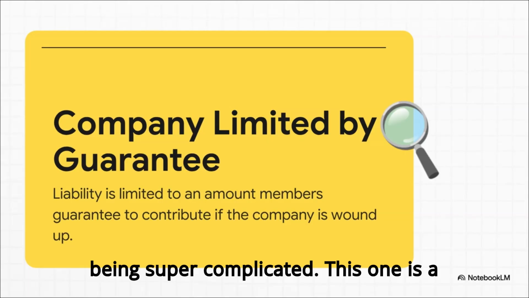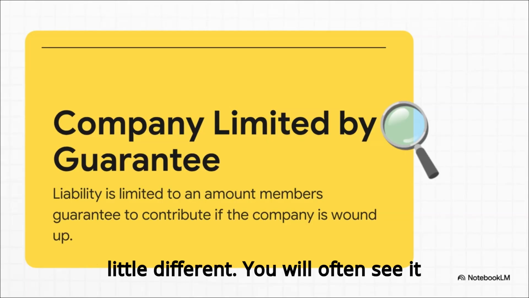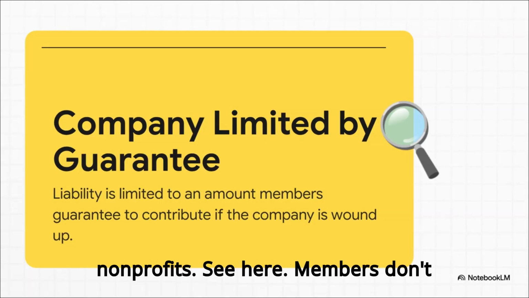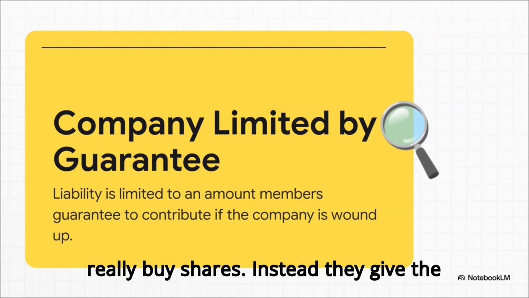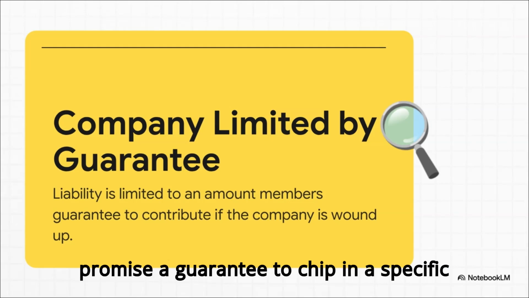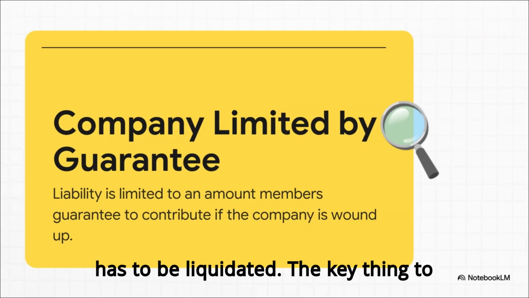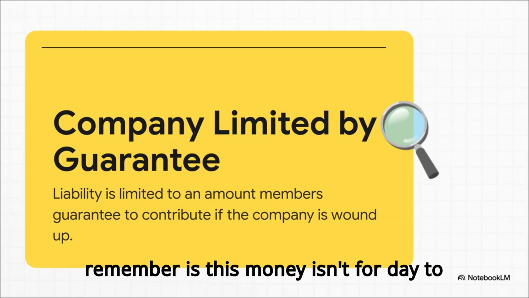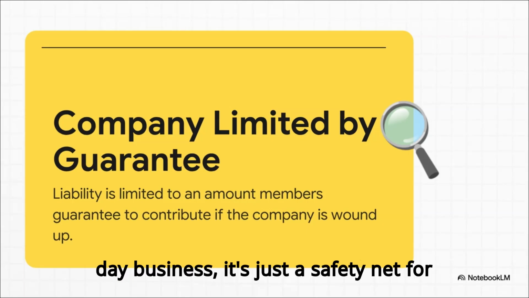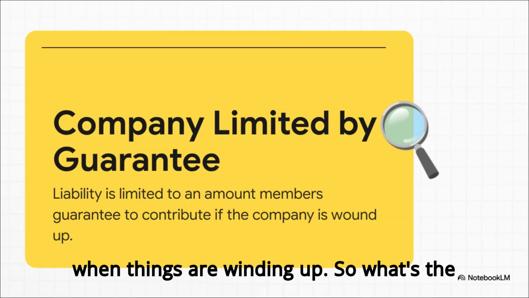This one's a little different. You'll often see it with clubs, charities, and other nonprofits. See, here, members don't really buy shares. Instead, they give a promise, a guarantee, to chip in a specific amount of money, but only if the company has to be liquidated. The key thing to remember is this money isn't for day-to-day business. It's just a safety net for when things are winding up.